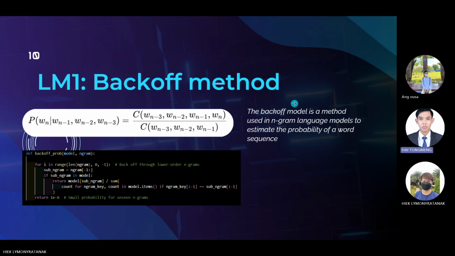The backoff model starts by using the highest-order n-gram available. If the n-gram sequence is not found in the data, the model backs off to the trigram, then to the bigram, and finally to a unigram. This hierarchical approach ensures that the model provides a probability for any sequence of words.